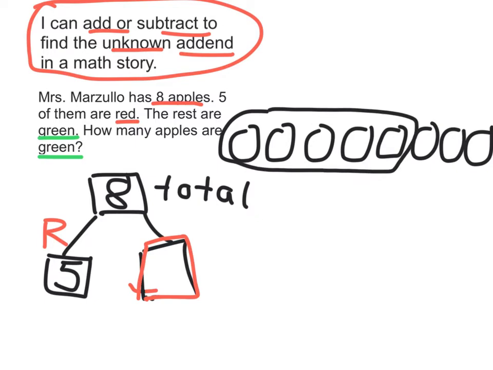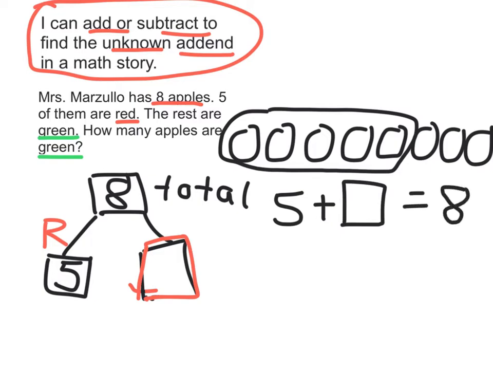Now, in order to solve this, writing a number sentence to solve, I could say 5 plus, this is my unknown, equals 8. And if I'm going to solve this, I would go to 5 and count up and say 6, 7, 8. I counted up 3 times to get to 8.